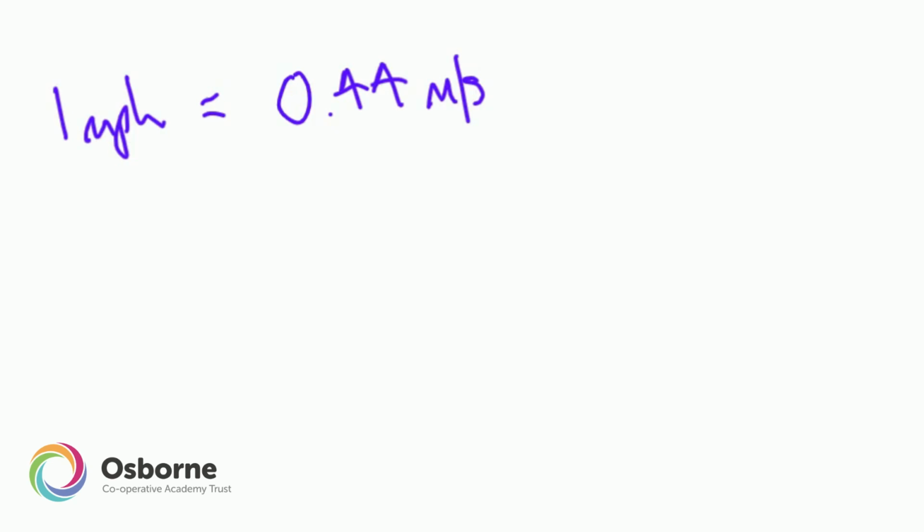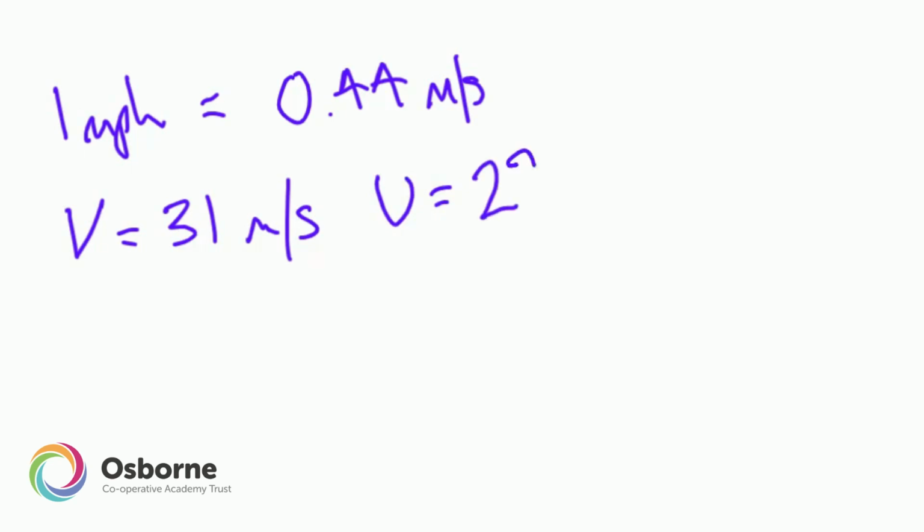So that means my final velocity was 31 meters per second. My initial velocity, or my starting velocity, u, was 22 meters per second. My time still stayed the same. My time is still in seconds, that's absolutely fine. So my time was 21 seconds.